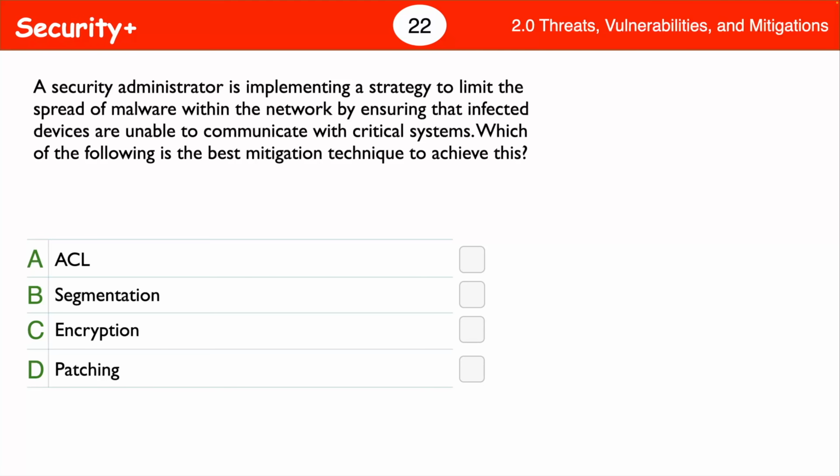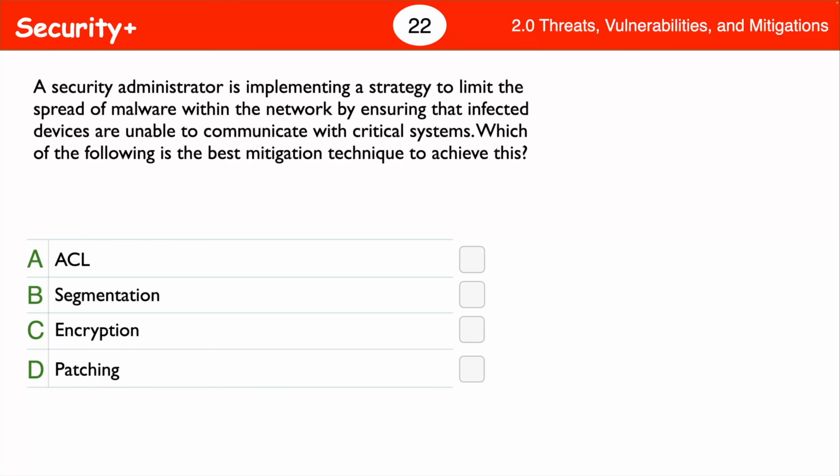Question 22. A security administrator is implementing a strategy to limit the spread of malware within the network by ensuring that infected devices are unable to communicate with critical systems. Which of the following is the best mitigation technique to achieve this? A, ACL, B, segmentation, C, encryption, or D, patching?